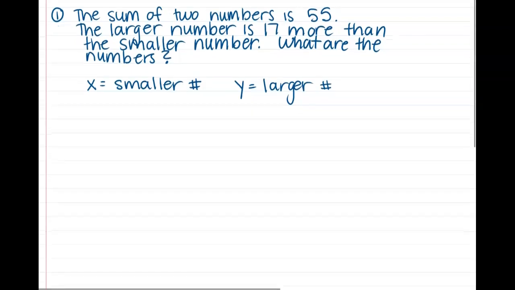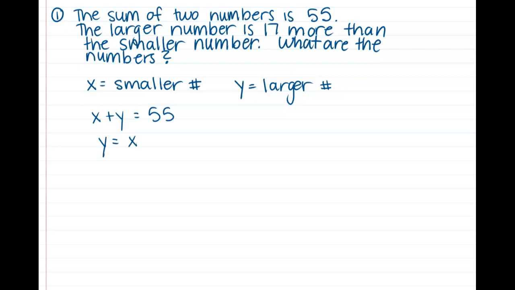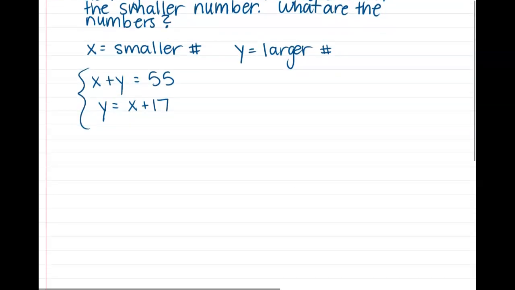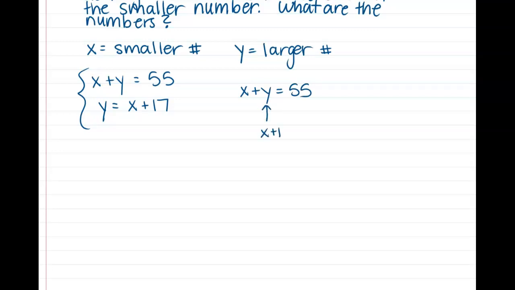We know that the two numbers added together is 55, so x plus y equals 55. And we know the larger number is 17 more than the smaller number, so our larger number y is 17 more than the smaller number, so x plus 17. And there's our system. Since we already have y isolated, I would use substitution. So I would take our x plus y equals 55, and instead of y, put in x plus 17.